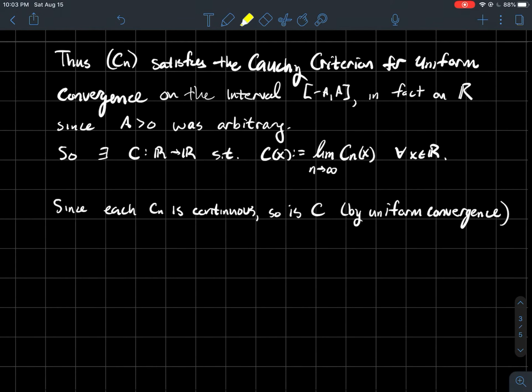What else can we say about it? Well, each Cn is continuous, and since this is uniform convergence here, that guarantees that c has to be continuous as well. Remember the interchange of limits for continuity. And moreover, since Cn of 0 is 1 for every single n, well, then the limit function has to also have that point on its graph. C of 0 is also 1.